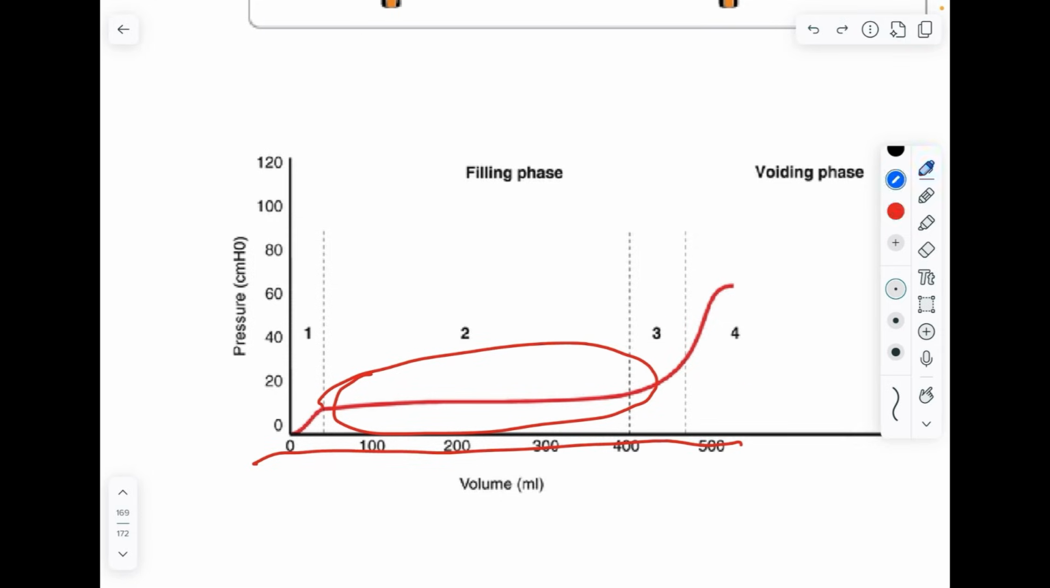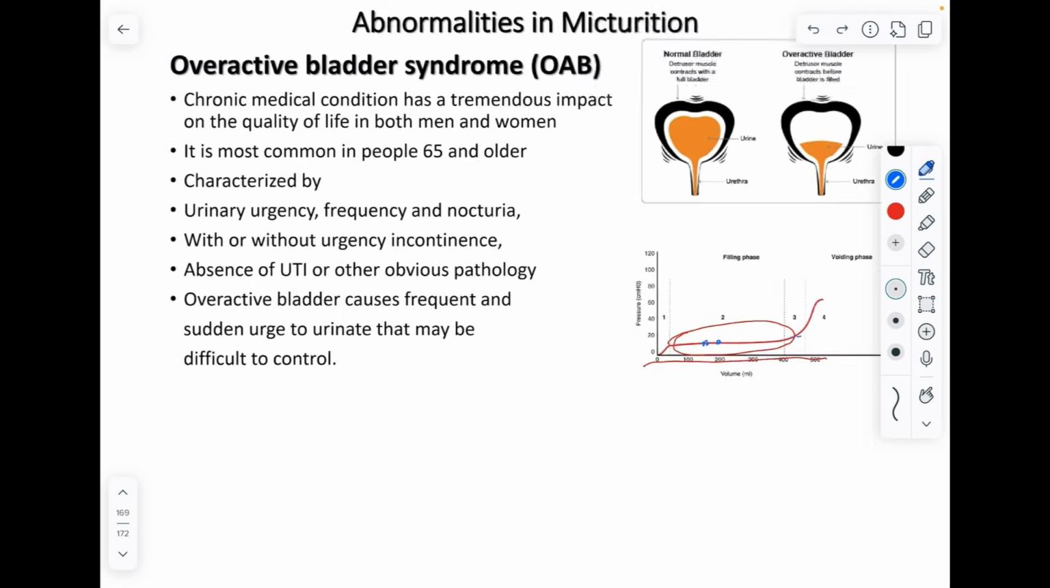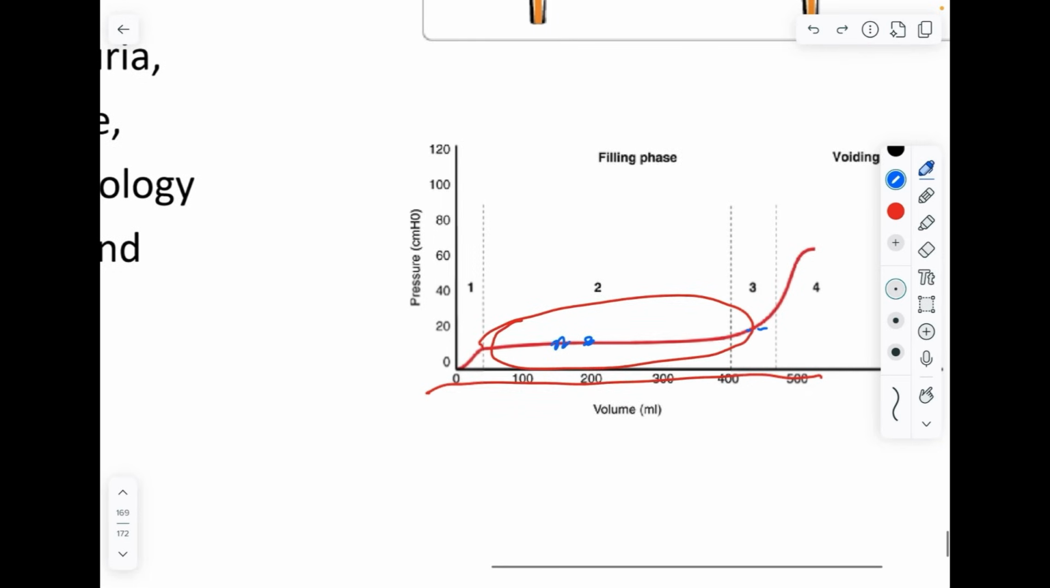Okay? Let's do it in blue. Once you get right around here or here, you start this phase. So all of the phases will work, except for the filling phase, this one. Which is 1B, by the way, in the cystometry. Not I, 1B. Please remember it.